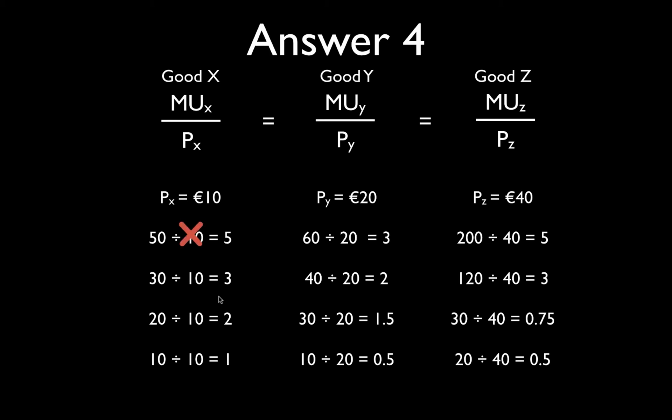Now that we're done, do I buy the second unit of good X, the first unit of good Y, or the first unit of good Z? And you buy the first unit of good Z, because 5 is greater than 3, which is greater than 3. Now you've got an option.